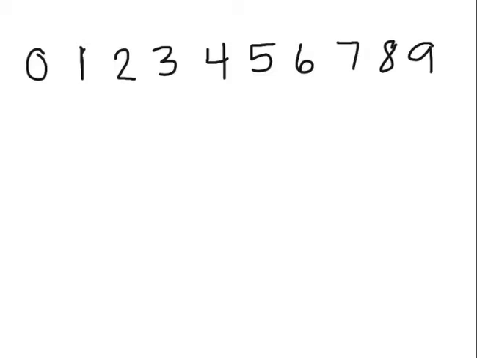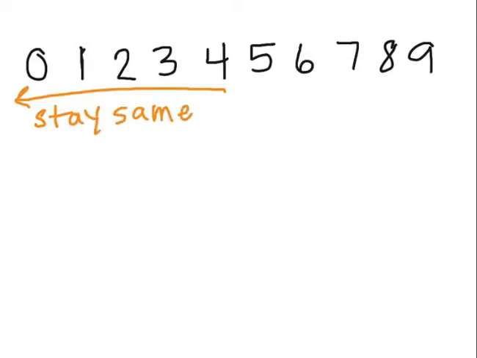If I have a 0, 1, 2, 3, or 4, there's a good chance that my number is going to stay the same. If I have a 5, 6, 7, 8, or 9, my number is going to round up to the next number. If that makes sense to you, great. If not, hopefully it will soon.